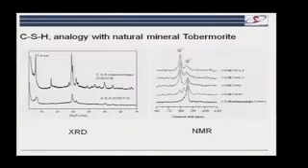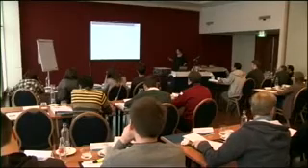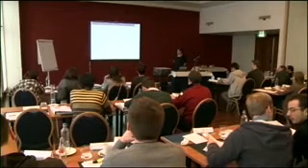Now, for a long time, people have realized that CSH has certain similarities to the natural mineral tobermorite. You can find natural calcium silicate hydrates, the most famous of which is tobermorite, because it was found on the island of Tobermory in Scotland. Here you see X-ray diffraction data. Here you see solid-state nuclear magnetic resonance data.